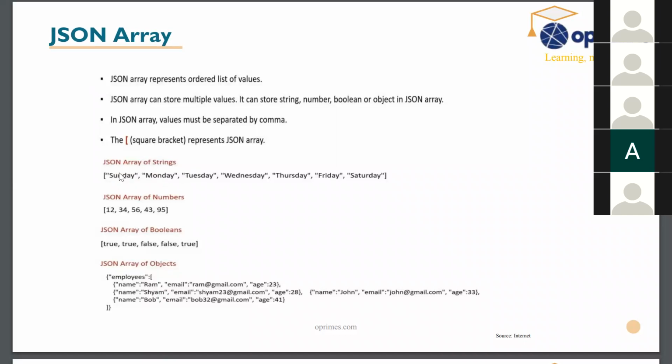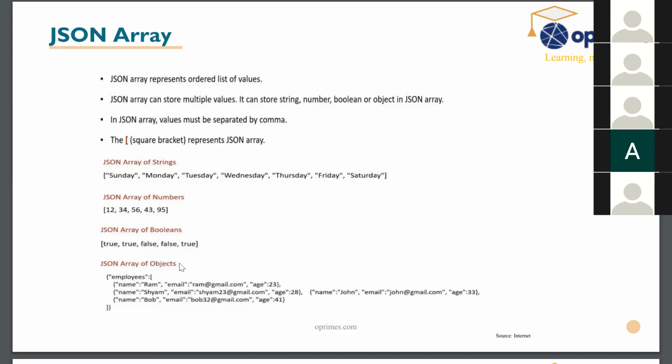Okay, JSON array of strings. This is an array of strings. See, we are mentioning only the string parts. Instead, we can mention names also, like Sunday, Monday. You guys can mention anything. A JSON array can consist of multiple string values. This is a JSON array of numbers, like 12, 34, whatever numbers. JSON array of booleans: we have only two types, true and false.